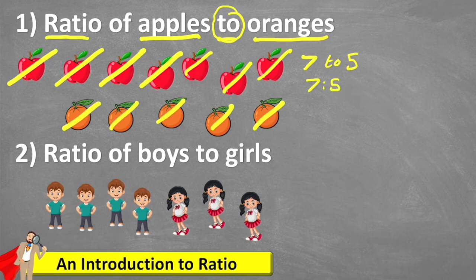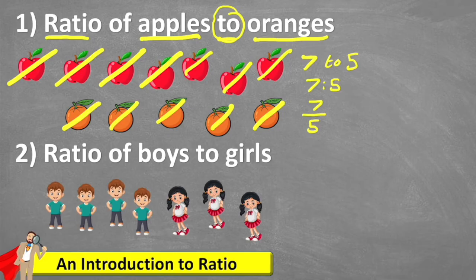That's another way of showing it. That's the most common way of showing it. But then we could also show it in a fraction because ratios and fractions are very closely linked. So we could also show it with being 7 over 5. We have 7 apples to every 5 oranges.